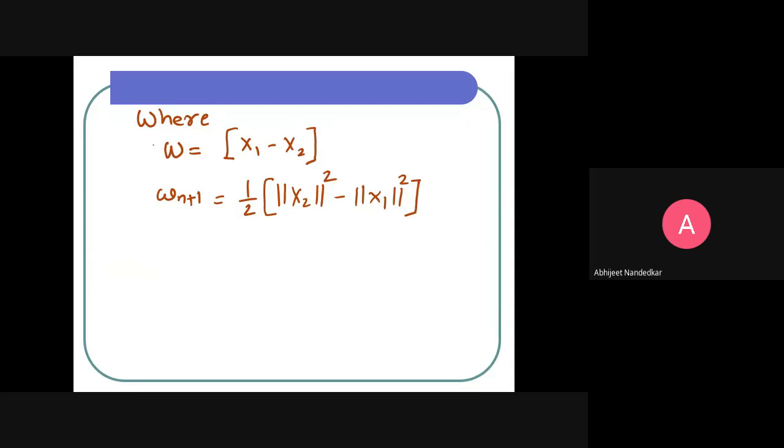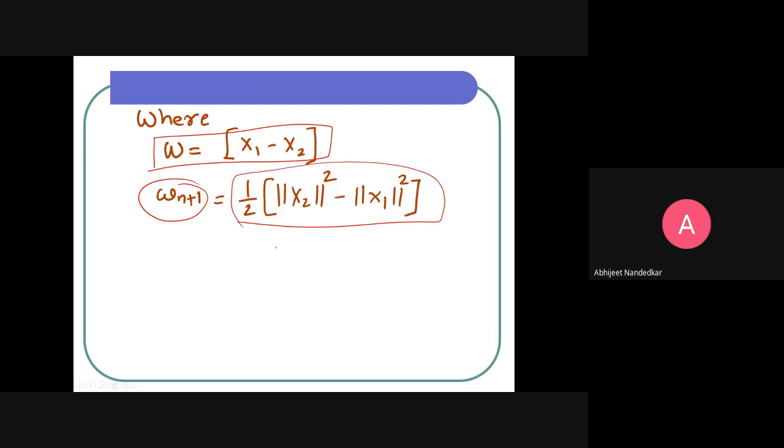Now here you have to see that W is computed like this. It's a difference between two vectors. X1 is your prototype for class 1, X2 is the prototype for class 2. And the w_{n+1} term, that is a constant term, is a difference of two norms, that is X1 norm square subtracted from X2 norm square.